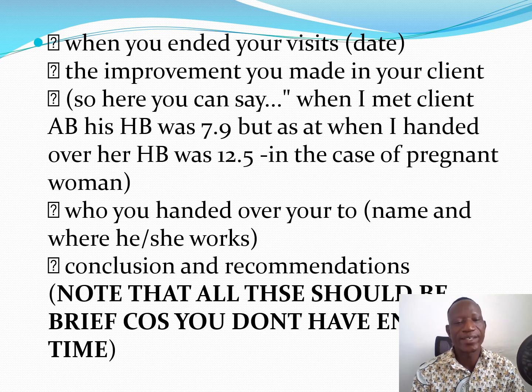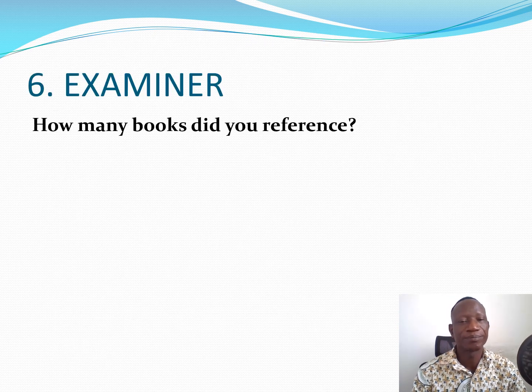So how did you end it? He was bedridden, but by the time you finished all your interventions, he was able to walk. So these are the improvements that you have to state. The blood pressure was shooting up, but by the time I handed him or her over, he has a normal blood pressure. These are the things that we need to hear, the improvement that you were able to achieve.